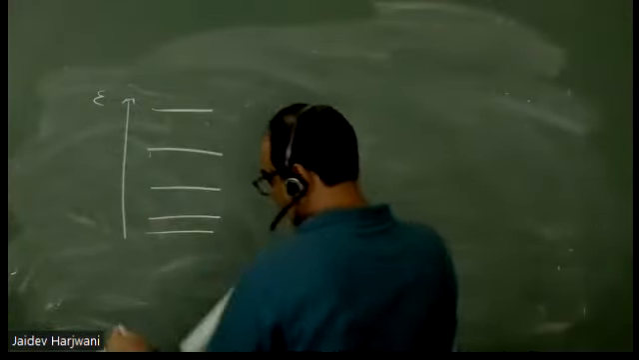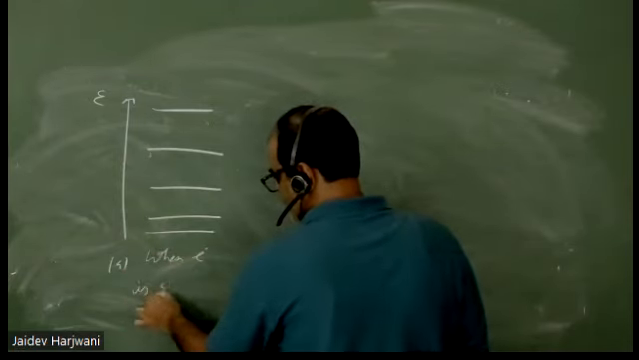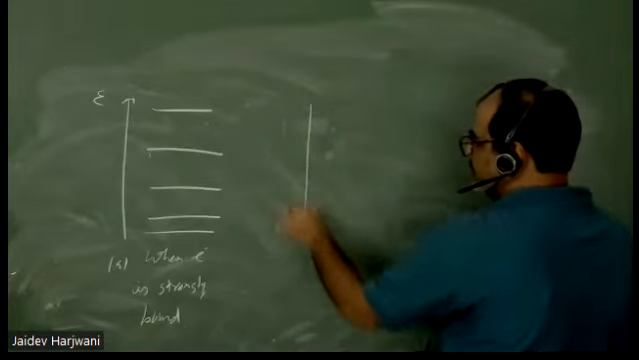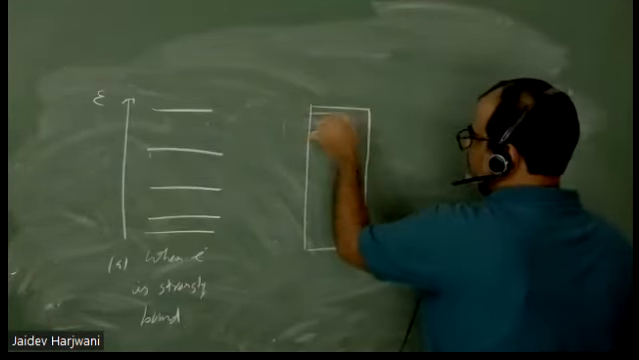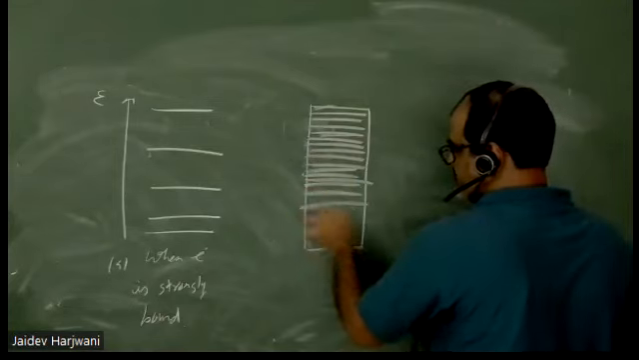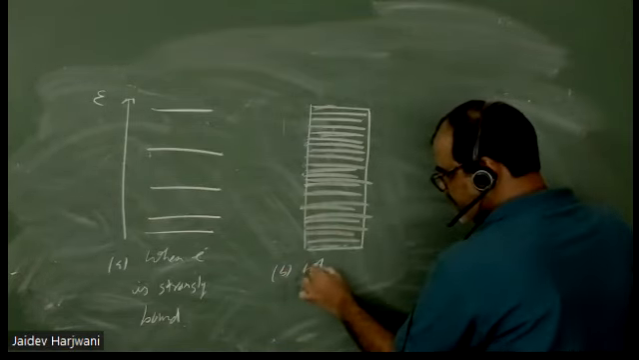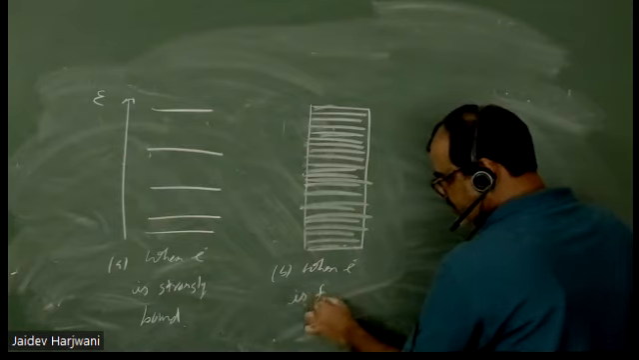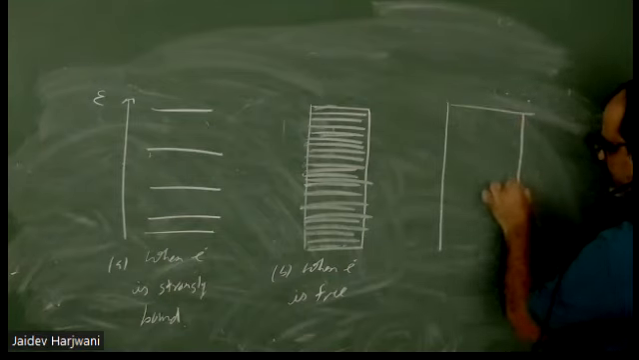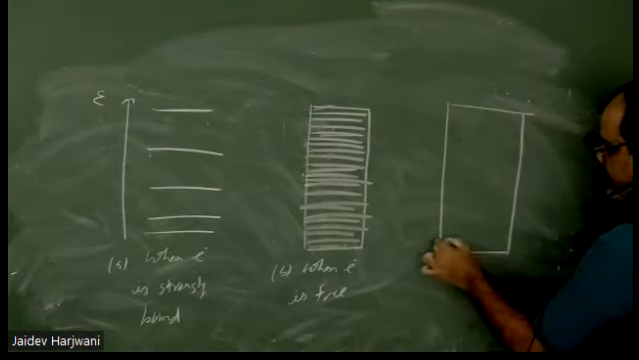Point A, when the electron is strongly bound, I'll get discrete levels. When the electron is free, I'll get this continuous curve. And the third case, what will you get? You'll get bands. So you'll get some energy levels.